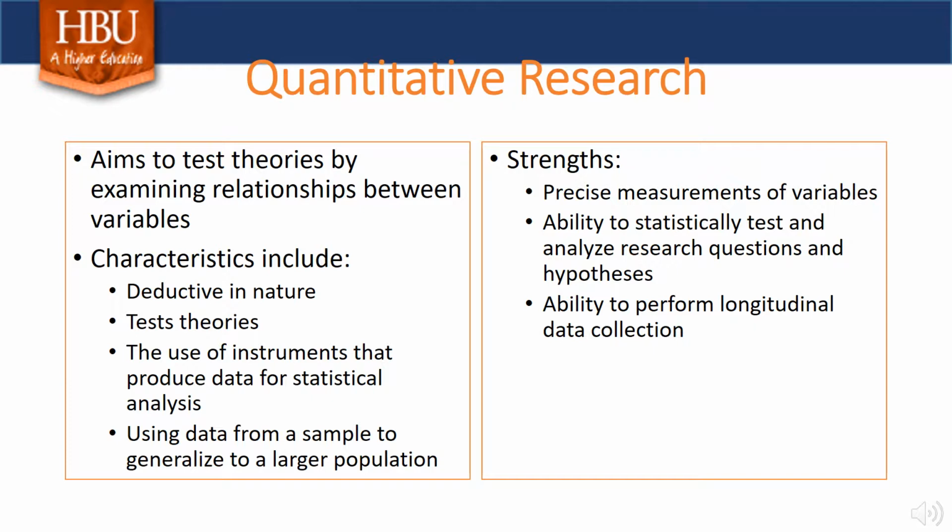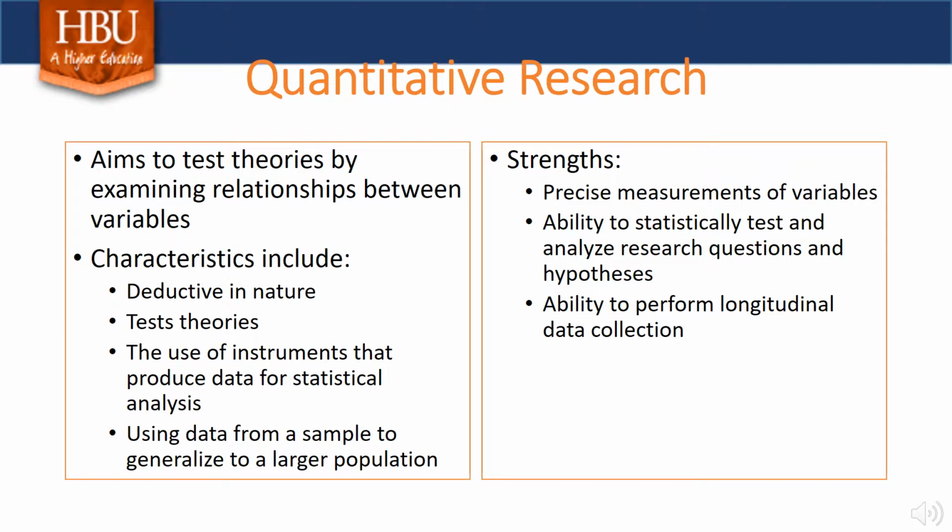Our next research design is quantitative research. The purpose of quantitative research is to test theories by examining relationships between variables. A number of characteristics that make up quantitative research include that it's deductive in nature. It ultimately aims to test theories. Quantitative research uses instruments that produce data because the goal of quantitative research is to statistically analyze that data. And they use that data from larger population pools.